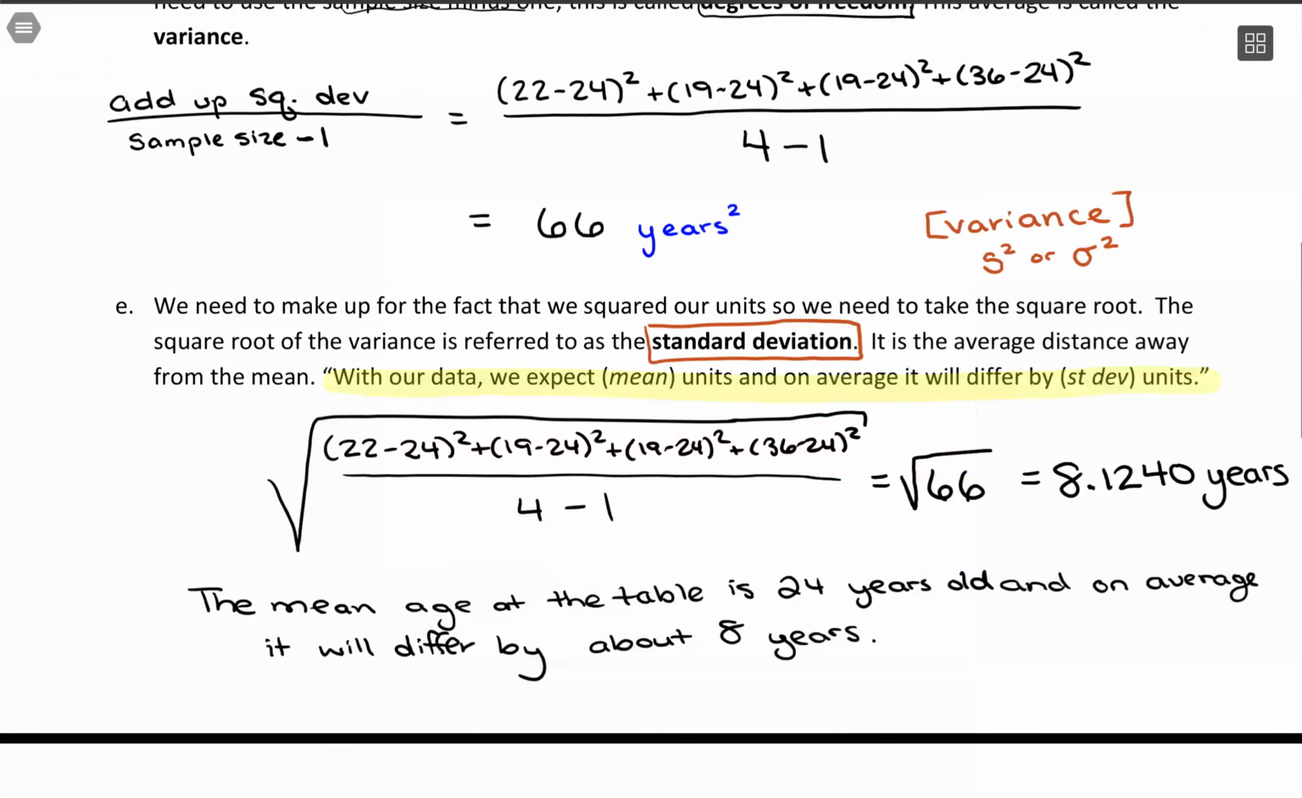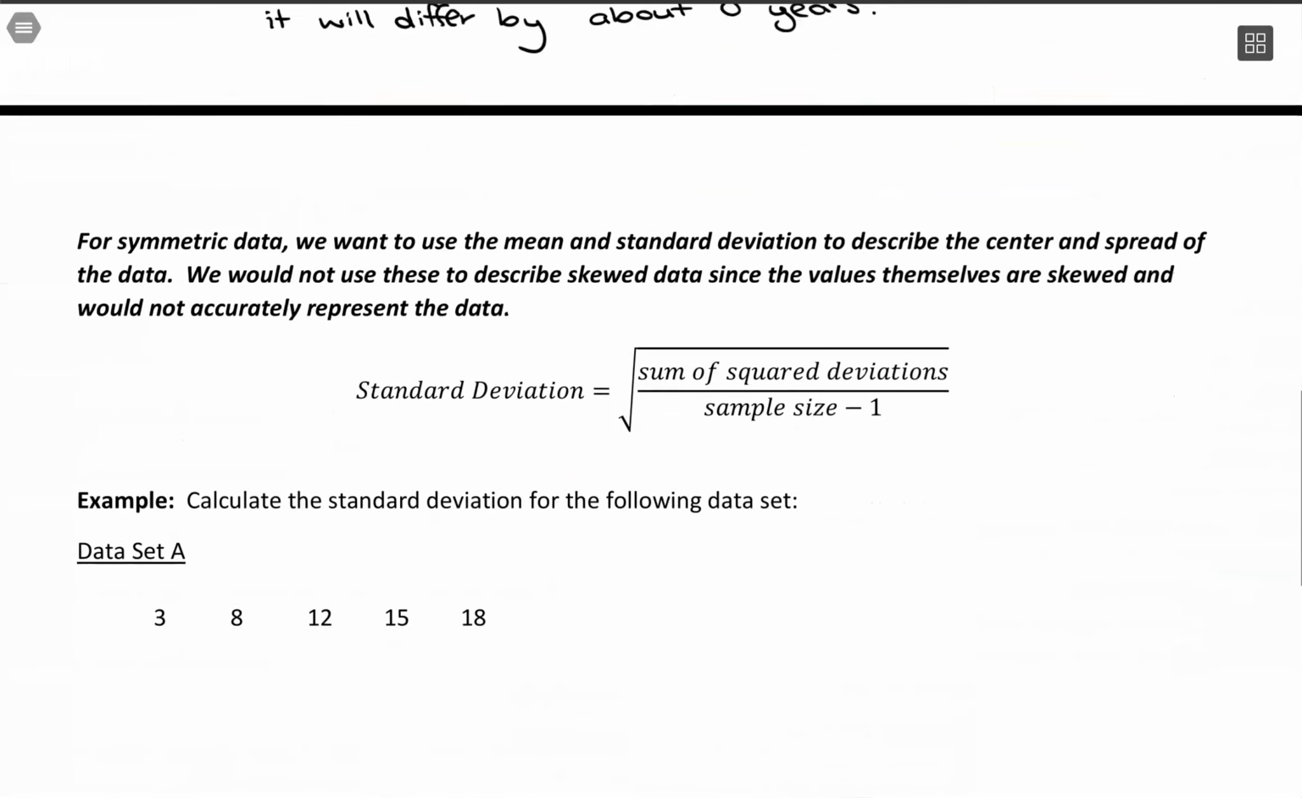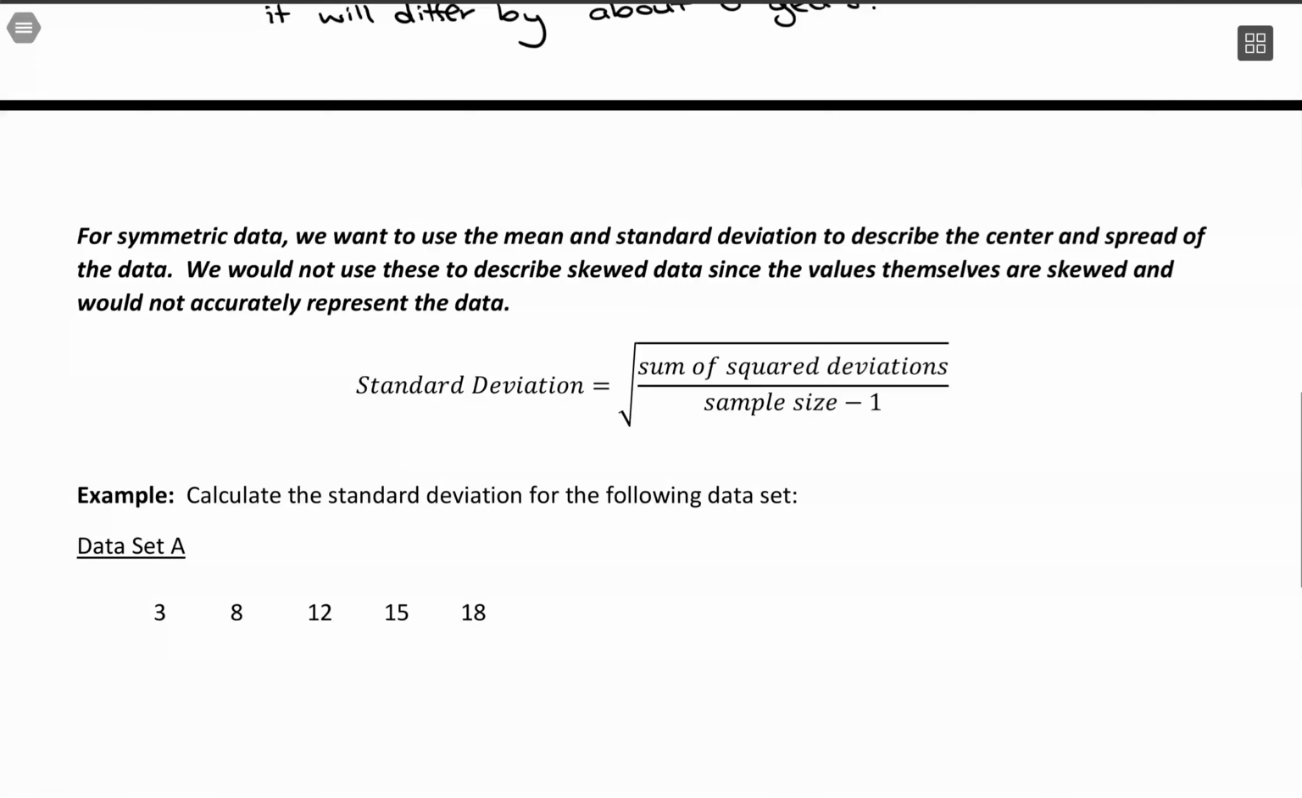Let's go back and look at another example. Oh, sorry, here's a breakdown of how you'll find standard deviation. With this, we get how we want to summarize symmetric data like we were talking about in the previous video. We'll want to use the mean and the standard deviation to describe center and spread. And calculating standard deviation, you'll have this big square root, then in the numerator, add up those squared deviations, denominator, degrees of freedom, which is sample size minus 1.